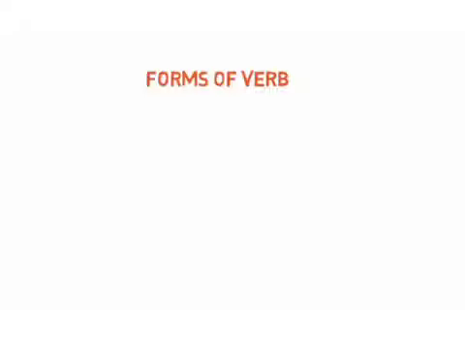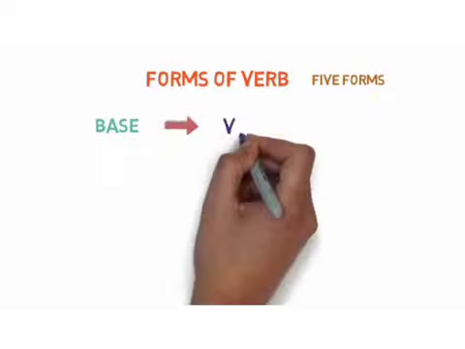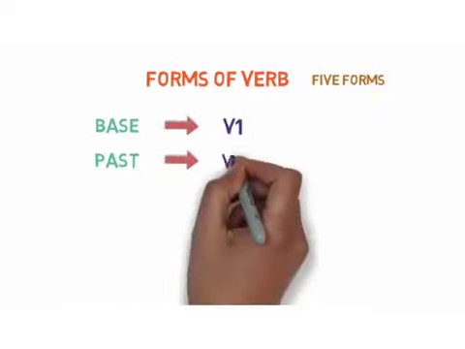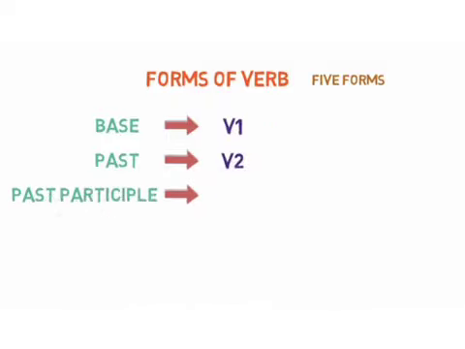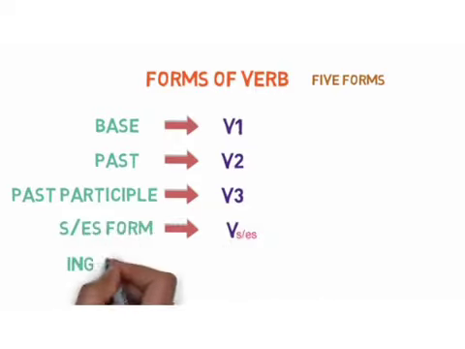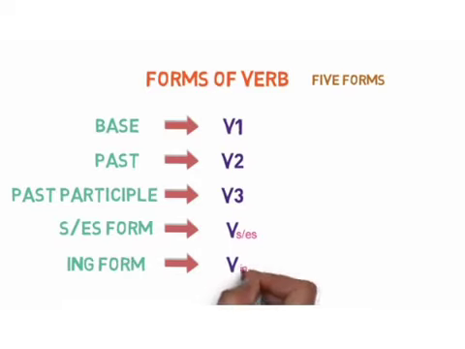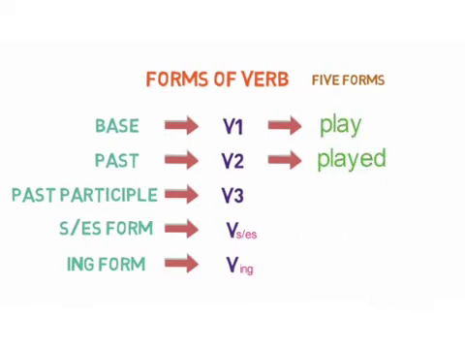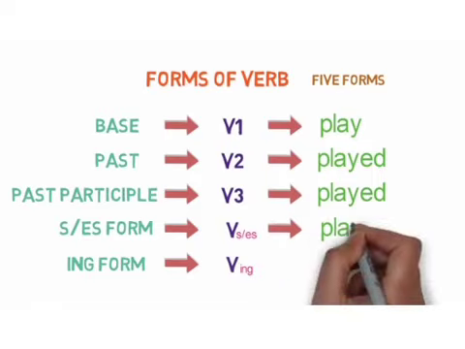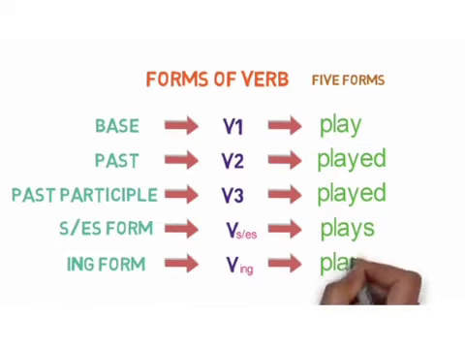Now let's learn the forms of verb. We have got 5 forms, students. The first one is the base, which is V1. Past is V2. Past participle is V3. The word which ends with S or ES is VS or VES. The ING form of the verb is called VING. For example, verb 1 play, past tense played, past participle played once again, VS or VES is plays, and verb plus ing is playing.